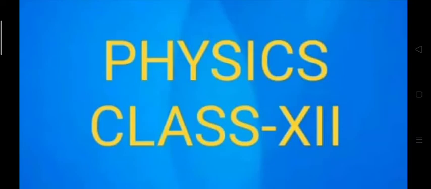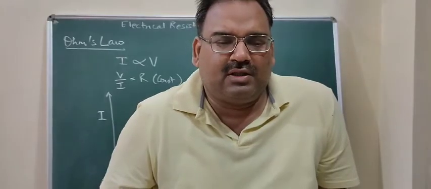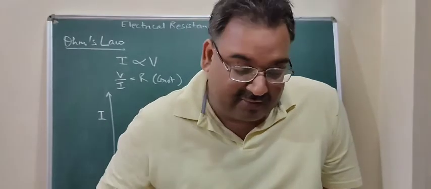In the first video of the chapter Electric Resistance and Ohm's Law, we discussed current density, relaxation time, drift velocity and mean free path. These three terms, relaxation time, drift velocity and mean free path, are very important. Today we will start with Ohm's Law.